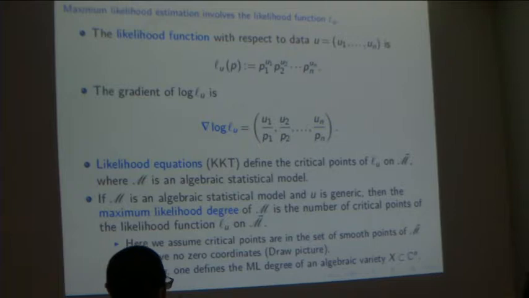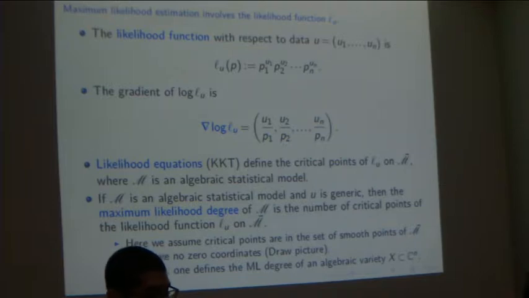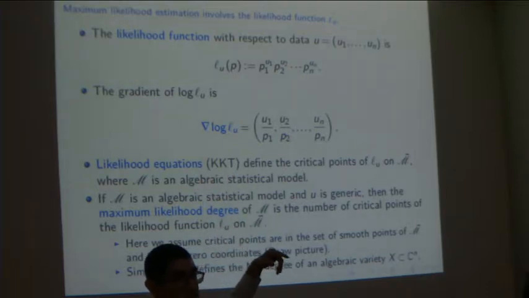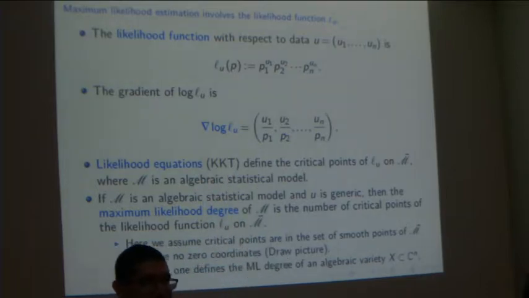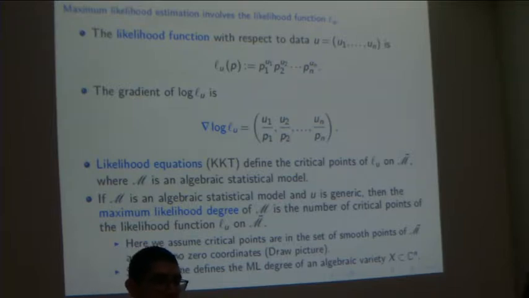I want to be a little bit careful. So here I'm going to assume that critical points are in the set of smooth points of my algebraic variety, and they have no zero coordinates. Why do I want no zero coordinates? Because if I have a zero coordinate, then the likelihood function vanishes, it's zero, and it's not going to be a maximum. And if it's in the singular locus, then you should be considering a different problem. You should focus on the singular locus separately.